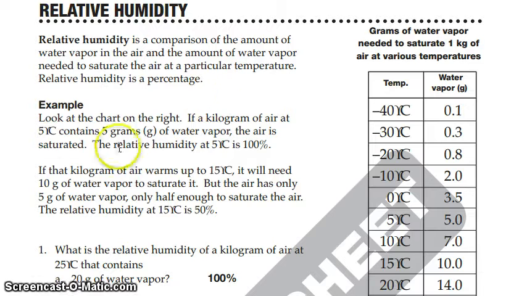So they give us an example problem here where they're looking at 5 degrees Celsius, and at 5 degrees Celsius we see it can hold 5 grams of water vapor, and the air is saturated. So since the air is saturated, it would be a relative humidity of 100%. Now if we warm the air up and keep the same amount of water vapor in the air to 15 degrees, it would be able to hold 10 grams of water vapor. It only has 5, so when we divide the amount of water vapor that is in the air by how much it can hold, which is 10, 5 divided by 10 gives us 0.5. We multiply that by 100, and then we calculate the relative humidity at 50%.